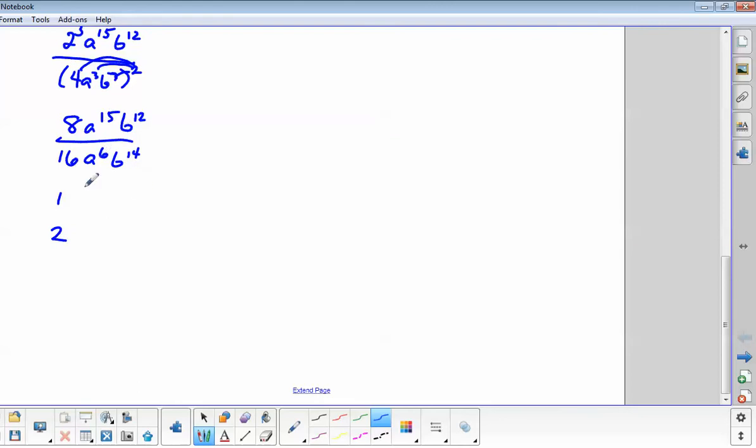A to the 15th over a to the 6th, you want to subtract your exponents, and you get a to the 9. And for the b's, you also subtract, and because the larger exponent's in the denominator, that's where your answer will go. So 14 minus 12 is 2, so b squared.